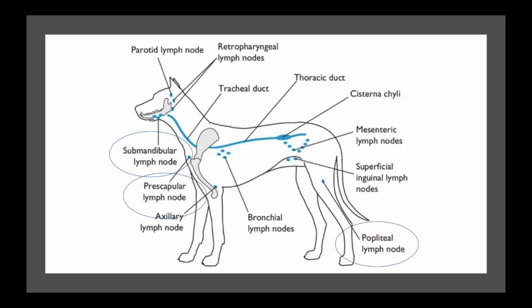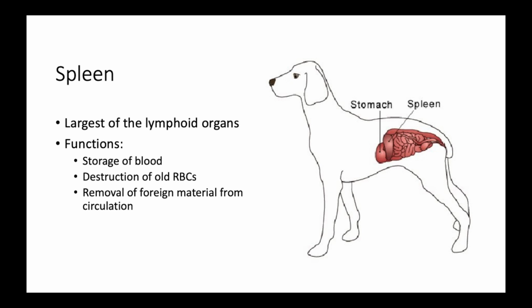And then popliteals, I would say this isn't my favorite drawing of where popliteals are. They're a little bit more caudal, and they kind of sit within those hamstring muscles. Okay, so we can palpate those on normal, healthy animals and then compare them to animals who are sick or might have inflamed lymph nodes to identify changes.